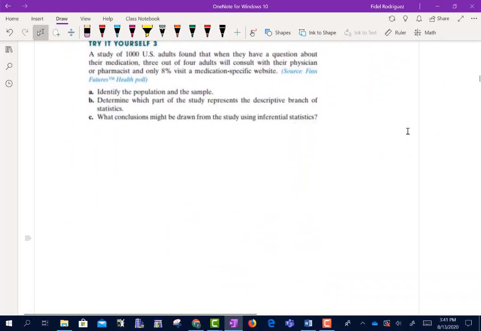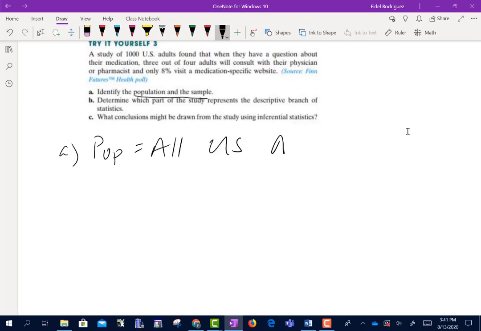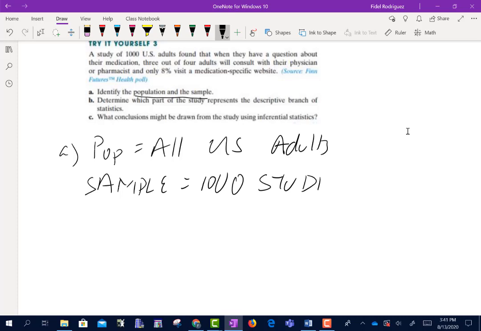So let's try one more like this. Same kind of problem. Part A says identify the population of the sample. Well, let's read the problem. A study of 1,000 U.S. adults found that when they have a question about their medication, 3 out of 4 adults will consult their physician, and only 8% visit a medication-specific website. So population, again, all U.S. adults. And the sample is going to be the 1,000 that were studied.